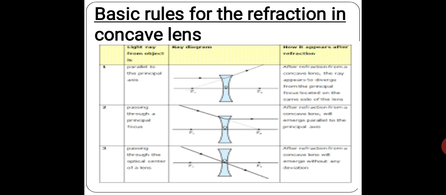Second ray is the ray passing through the principal focus. It emerges out as a parallel ray to the principal axis. Third one is the ray passing through the optical center, which will not deviate its path after emergence.